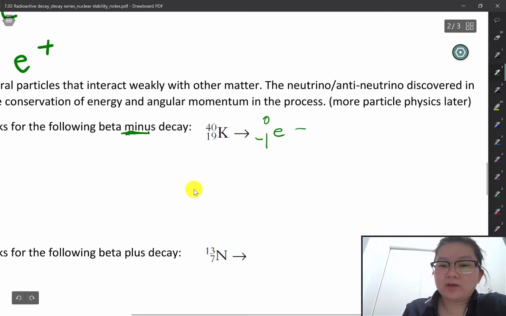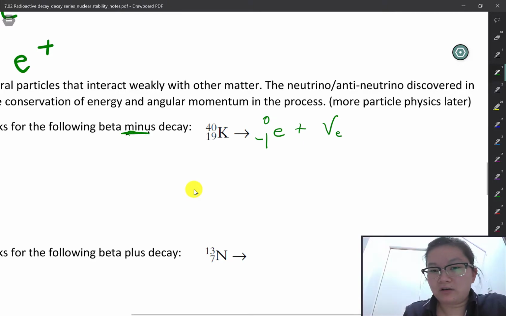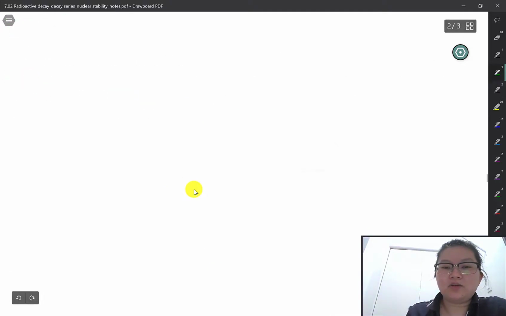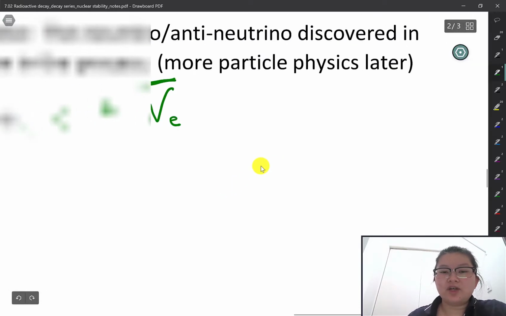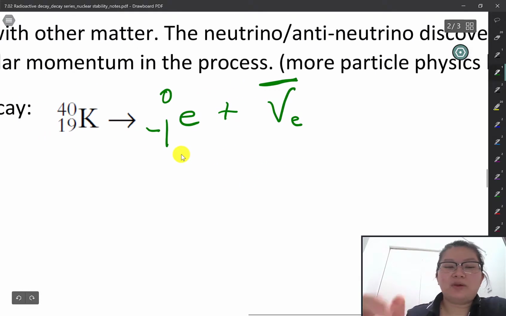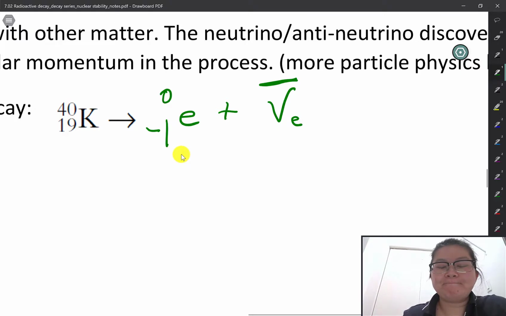The other thing we know is produced from a beta minus decay is an antineutrino. So an antineutrino looks like this. It looks like a V, it's got a little E on the bottom, and because it's an antiparticle, more on that later, we put a bar on top to show it's an antiparticle. It also has no charge and no mass, no mass in comparison to a proton or a neutron. So we just put zeros here.